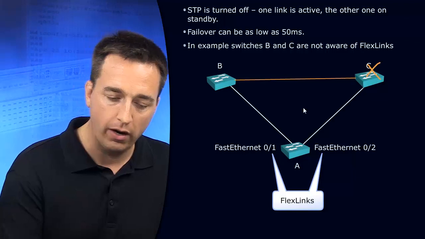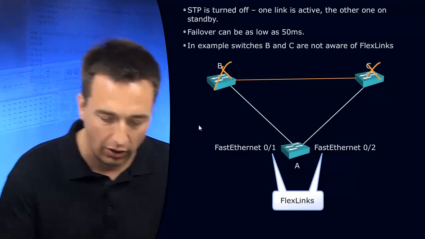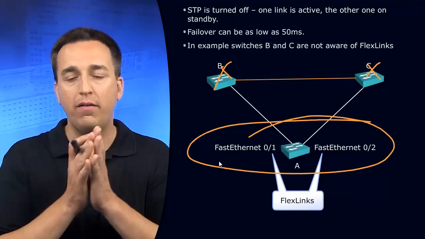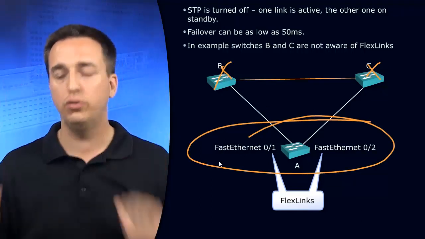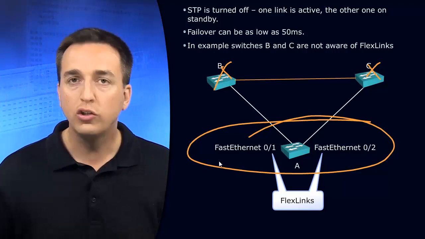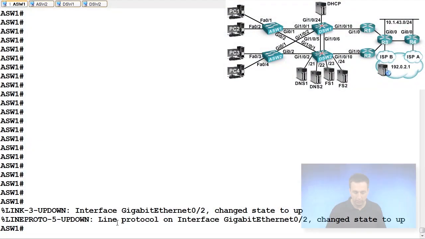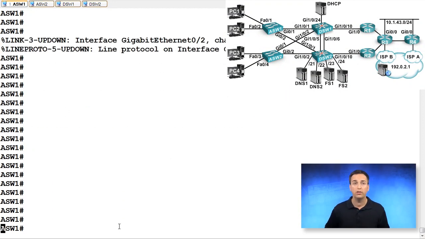In this case, our two switches that we see at the distribution layer, B and C, are not aware at all of FlexLinks. FlexLinks are only configured down here at the access layer where we have the links going up to the two distribution layer switches. So how can we configure this? Let's examine this on ASW1 within our topology.